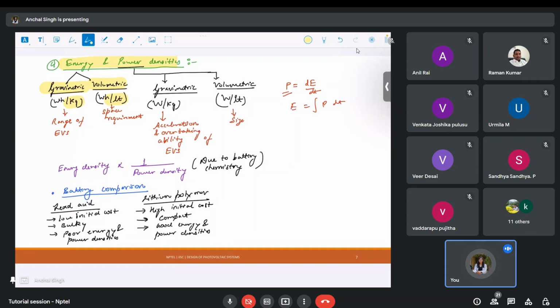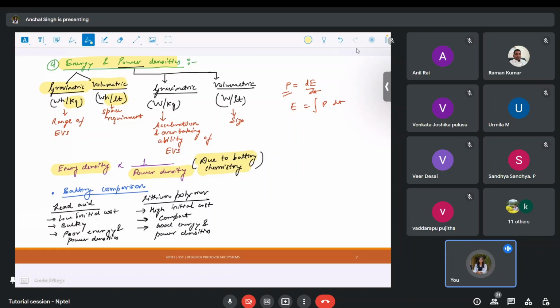Now, because of the limitations of the battery chemistry, a pattern is observed between energy density and power density. You could either have energy density or power density. You cannot have both. So there is a trade-off between the two. You have to find the optimum point where you have optimum value of both energy density and power density.